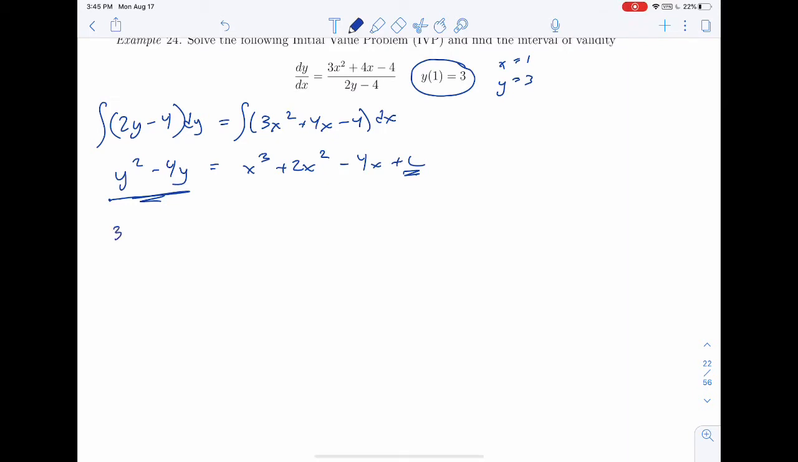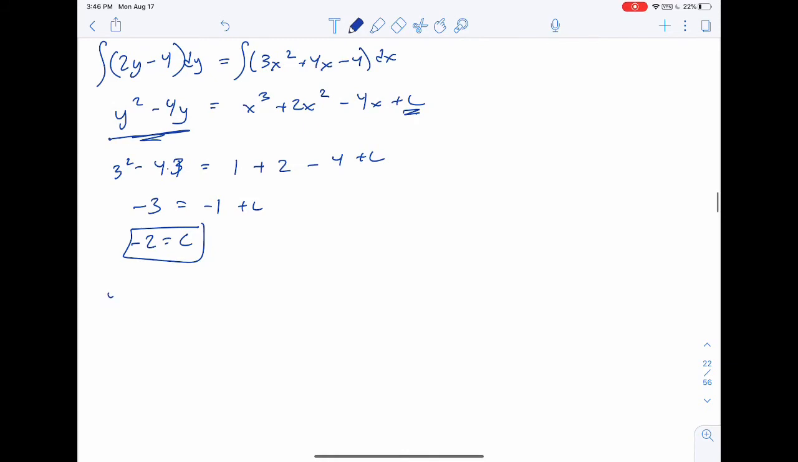So I have 3 squared minus 4 times 3 is equal to 1 cubed is 1 plus 2 times 1 is 2, minus 4 times 1 is 4, plus c. Sorry, that's a 3 and a 1. And so 9 minus 12 is negative 3 equals 3 minus 4, which is negative 1, plus c. Add 1 to both sides and I get negative 2 is c. There we go.